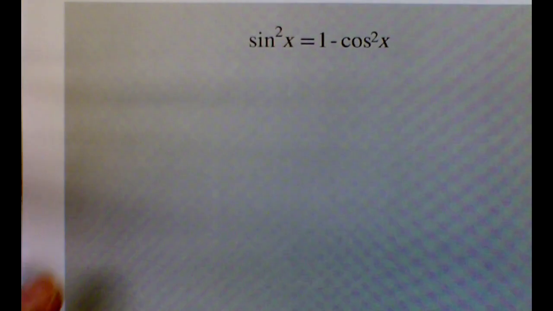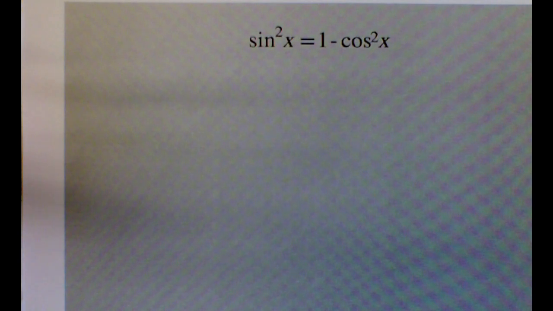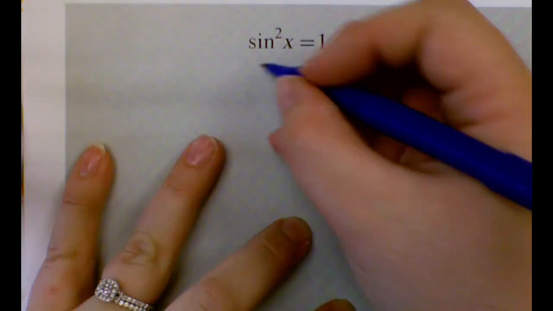All right, this one, it's an issue because we have different trig functions. So I need to use my properties to rewrite it. Where does sine squared of x equal 1 minus cosine squared of x? Well, what's 1 minus cosine squared of x? That's sine squared of x.